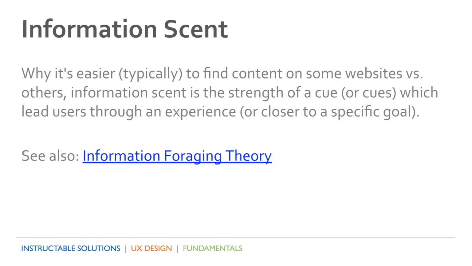First, let's talk a little bit about information scent. Why it's typically easier to find content on some websites versus others. Information scent is the strength of a cue or multiple cues which lead users through an experience, or at least get them closer to a specific goal.